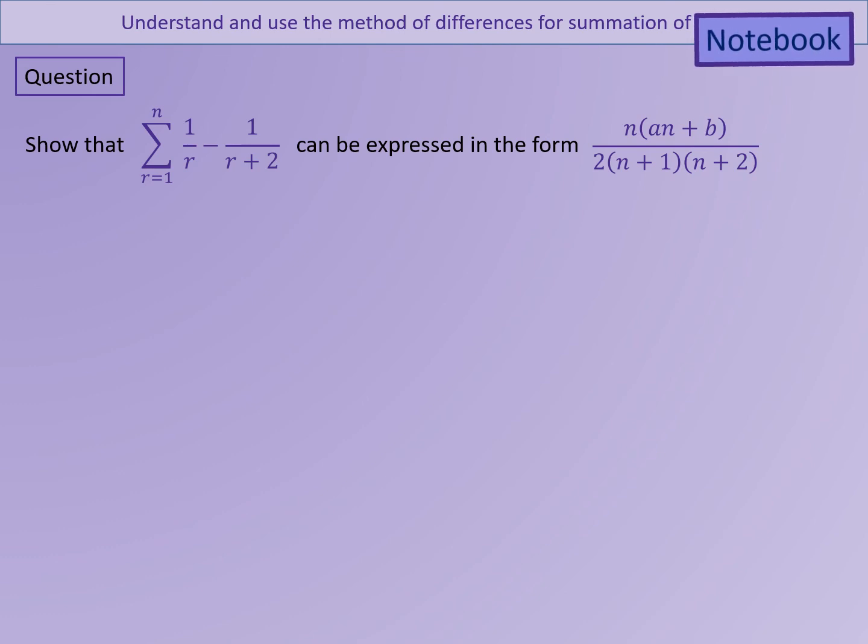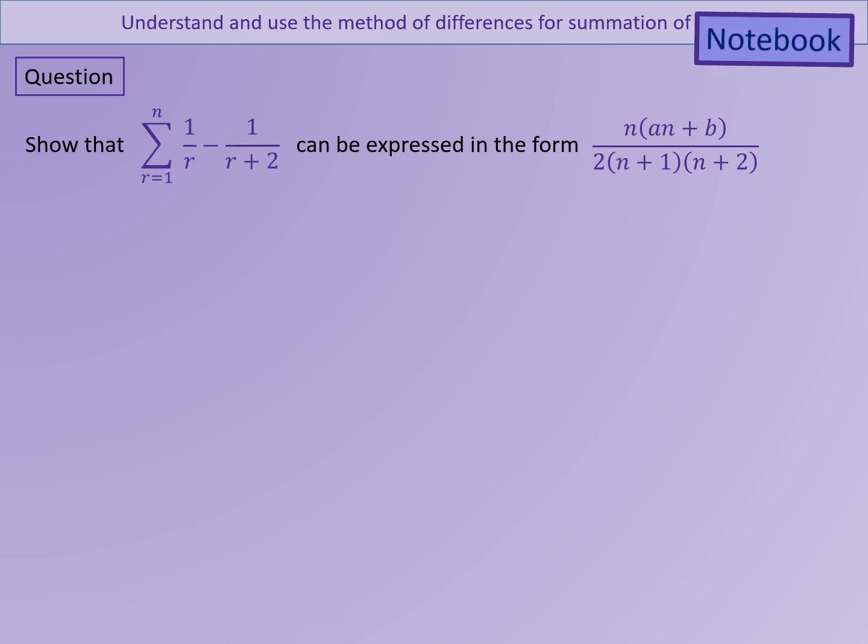Now they've also given us a hint that the answer is going to be expressed in the form n bracket an plus b over 2 times n plus 1 times n plus 2. That is going to help us because when we get to the end we can look and see whether our answer matches that form, and if it's right we should be able to find the numbers a and b to make this correct.